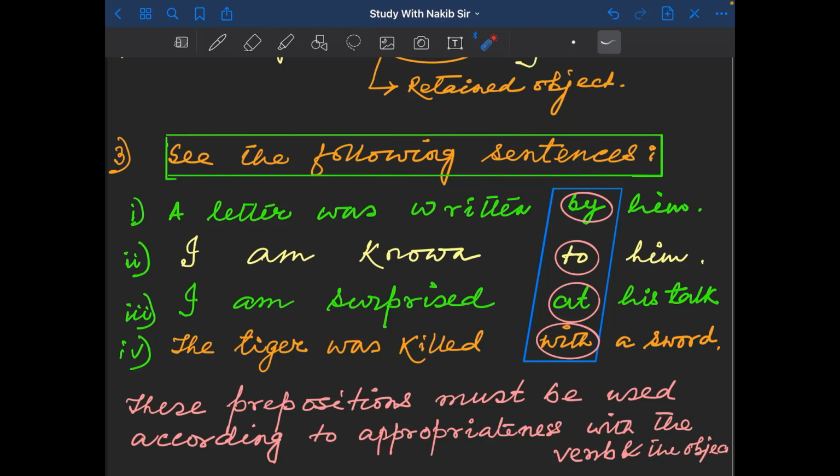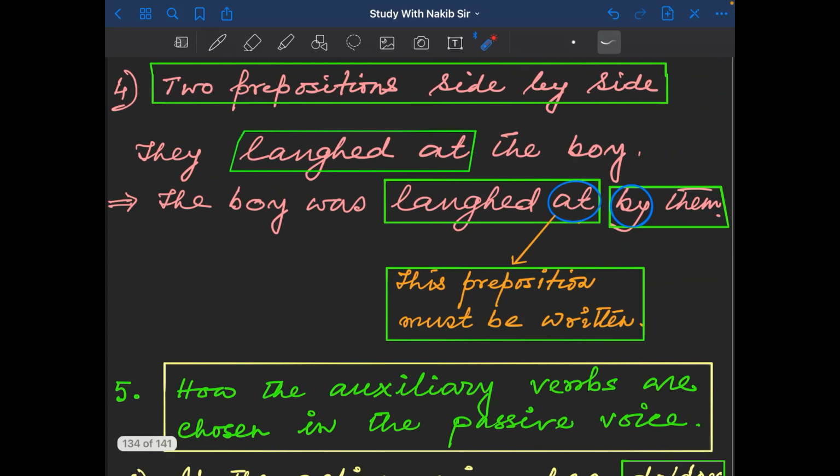Another question. Sir, can two prepositions be used side by side in a passive voice? The answer is yes. Two prepositions side by side. See the example and your idea will be clear. They laughed at the boy. This is a phrasal verb. With the addition of "at", the intransitive verb laugh became transitive here.